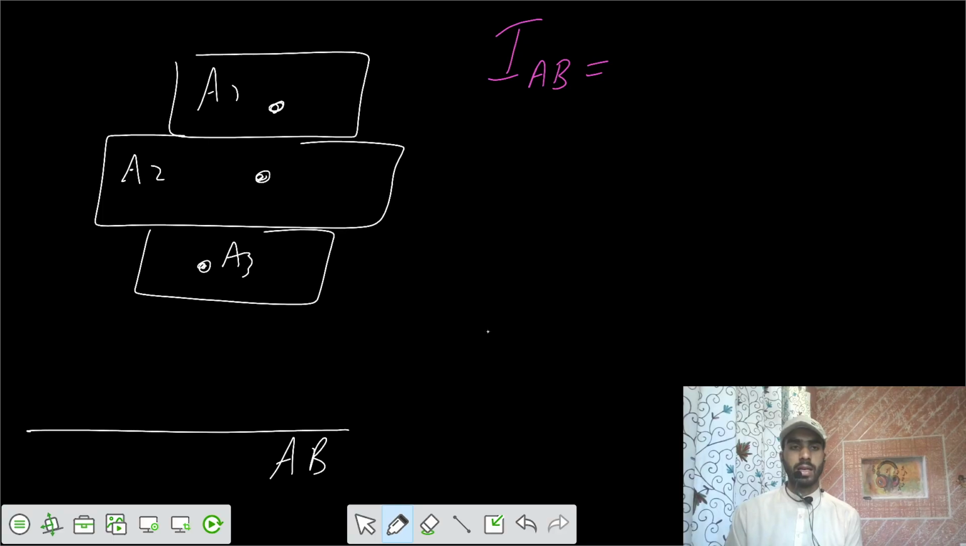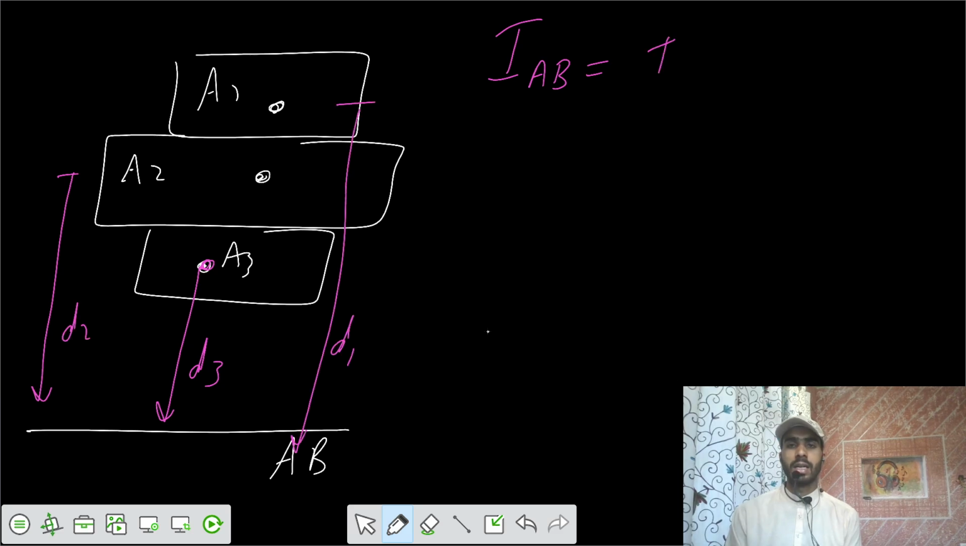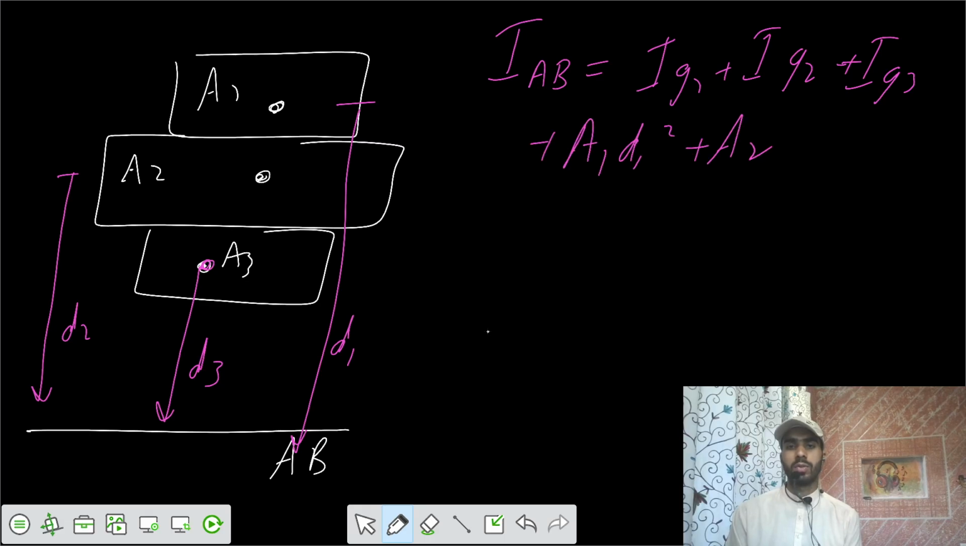So let's say this area A3 is at a distance of D3 from the line. The centroid is at a distance of D3. This one is at a distance of D2, and this one is at a distance of D1. So we can write IG1 plus IG2 plus IG3 plus A1 D1 square plus A2 D2 square plus A3 D3 square.